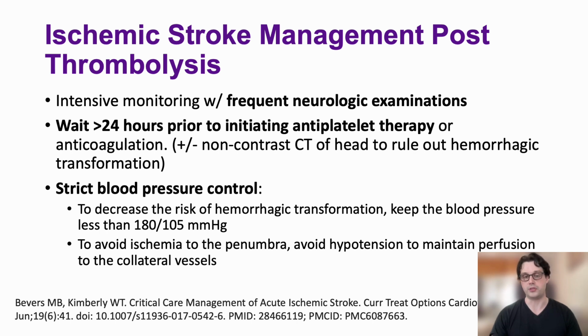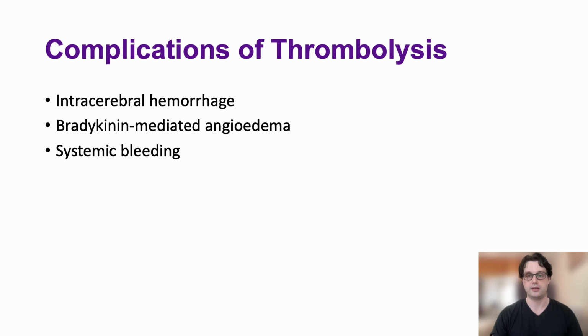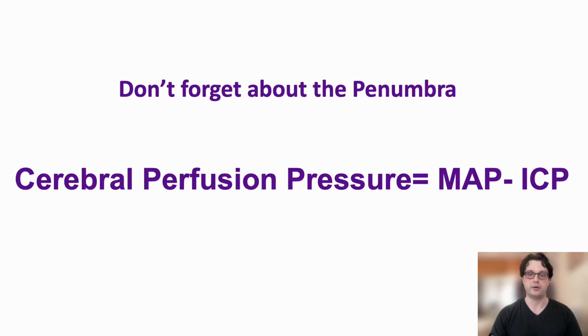At the same time, we want to avoid ischemia to the penumbra that is delivering the oxygen and the glucose in order to support the structures, and for that we want to avoid hypotension to maintain the perfusion at the collateral vessels. I also want to discuss briefly the complication of thrombolysis, and this includes intracerebral hemorrhage, as well as bradykinin-mediated angioedema and systemic bleeding. So we are returning to this subject of the penumbra, so always remember the penumbra and why it's important. And from my research, I identified that it is mainly important because of this formula.